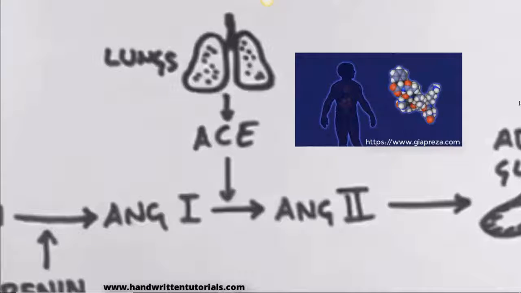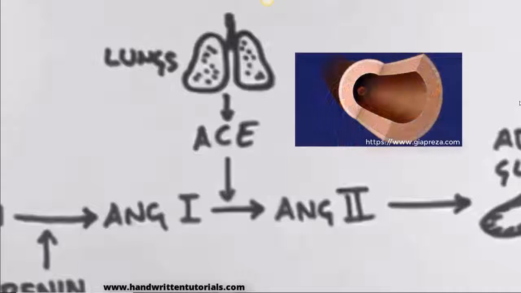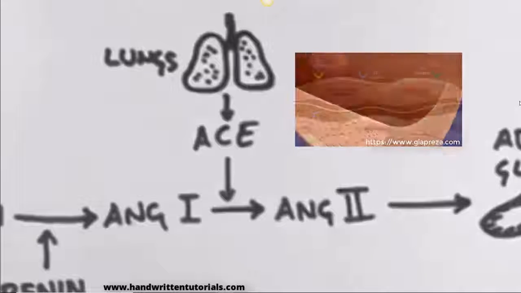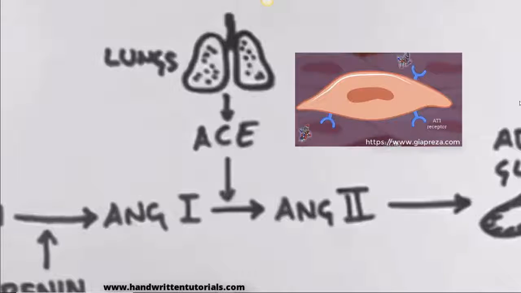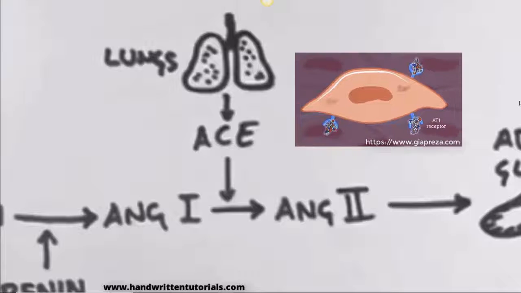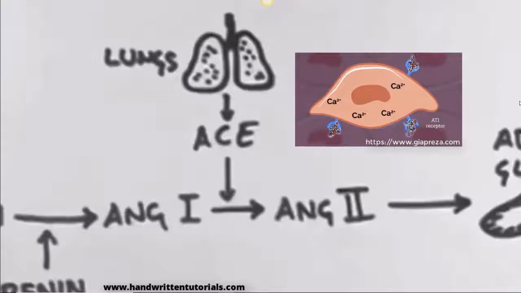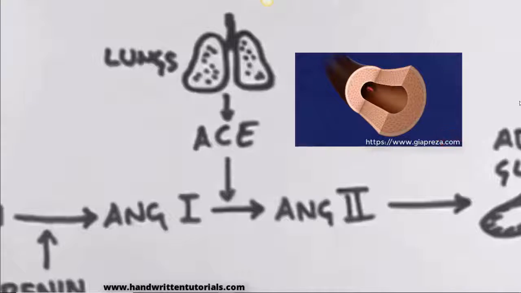Angiotensin II influences vascular smooth muscle at the AT1 receptors. When stimulated, they cause the smooth muscle cells to contract and a subsequent influx of calcium. Vascular smooth muscle cell contraction leads to vasoconstriction and ultimately an increase in blood pressure.